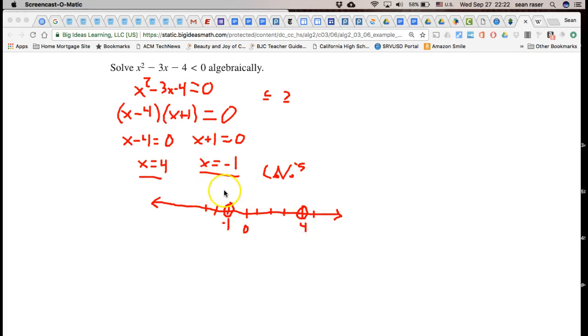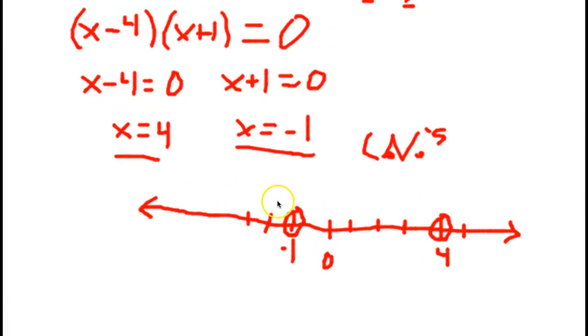Okay, now what we need to do, we have just split our number line into 3 separate parts. We've got one part that is less than -1, one part that is between -1 and 4, and another part that is greater than 4. So what we want to do right here is test our 3 spaces.